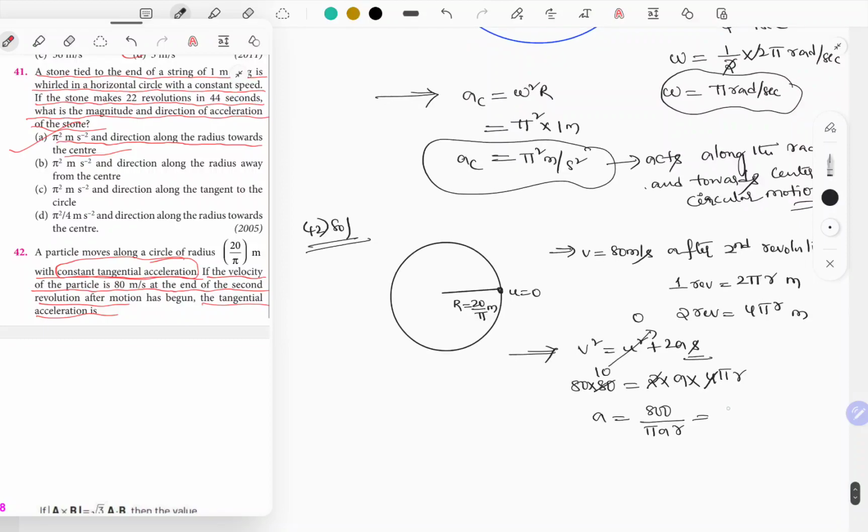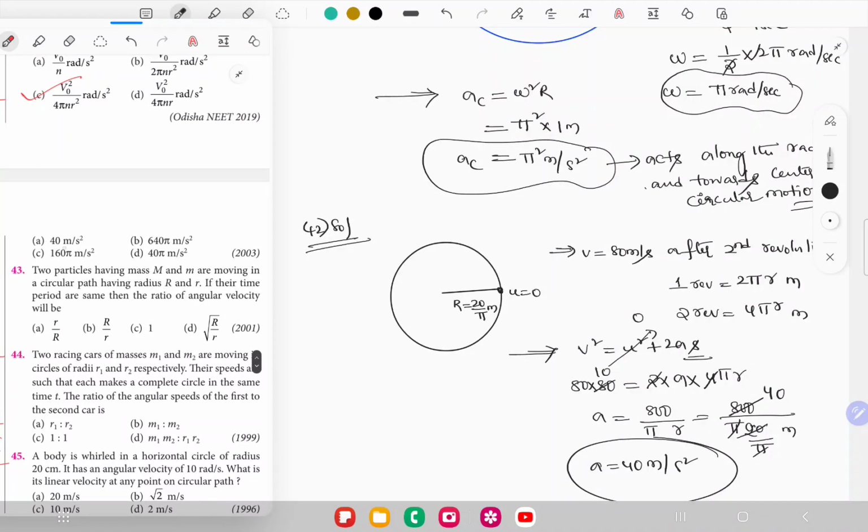What's the value of radius they have given? 800 divided by pi a. No, why does a come again? A doesn't come. A only I am calculating, right? So a is equal to 800 by pi r. So what's the value of r? R is 20 by pi meter. So pi will get cancelled. 2 1s are 2, 4 2s are 80. So acceleration is equal to 40 meter per second square. Option A matches. That is the answer.